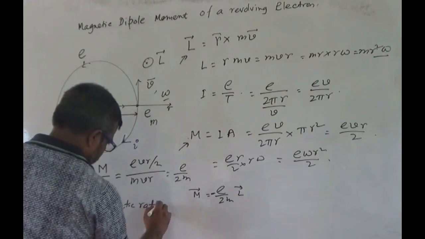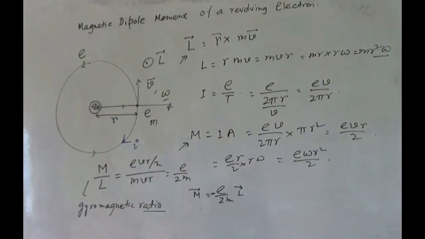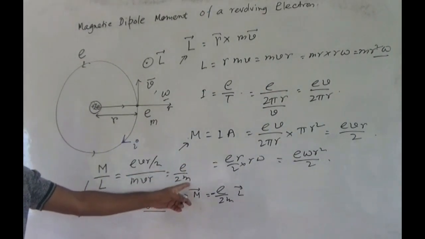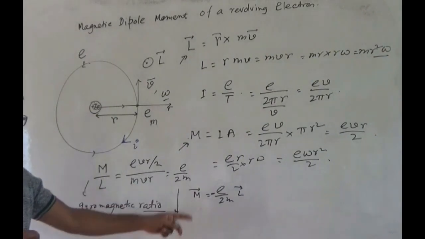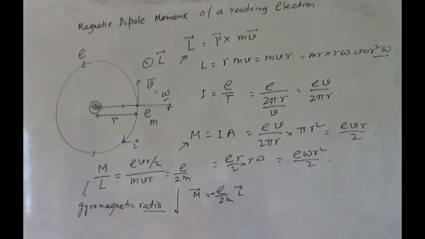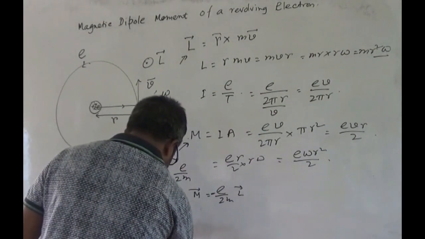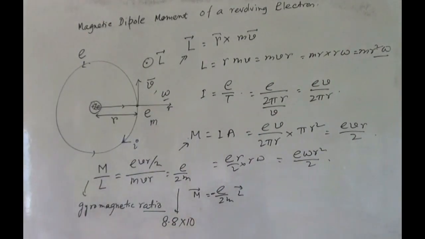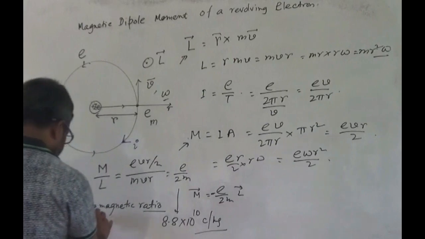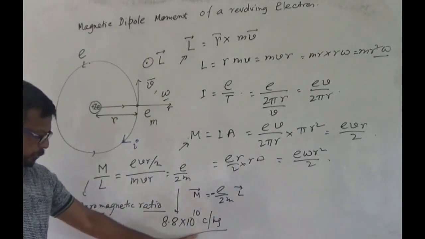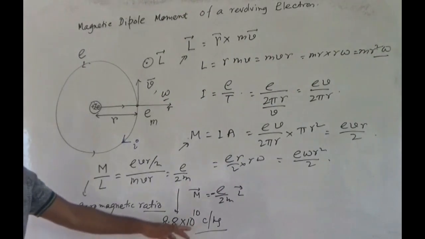Gyromagnetic ratio. This is called gyromagnetic ratio, and this is constant. See here, e is electronic charge, m is electronic mass, and these two are constant. And you get it for electron. You may put e is equal to 1.6 into 10 to the minus 19 coulomb, and m is 9.1 into 10 to the minus 31 kg, and you will get the ratio as 8.8 into 10 to the power 10 coulomb per kg. This is called gyromagnetic ratio, and gyromagnetic ratio for electron is 8.8 into 10 to the power 10 coulomb per kg.